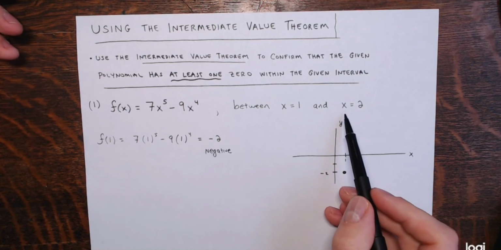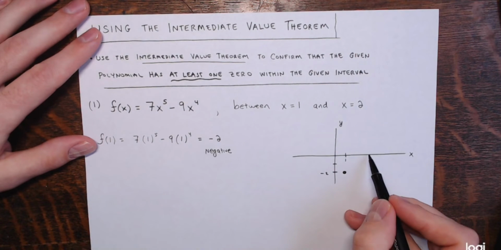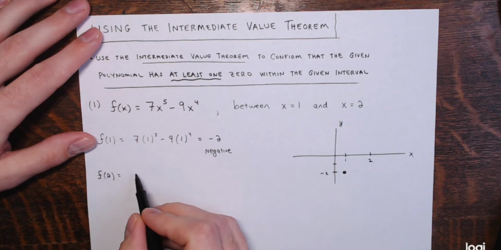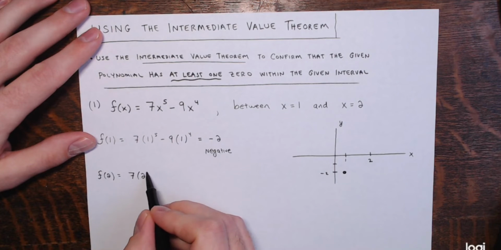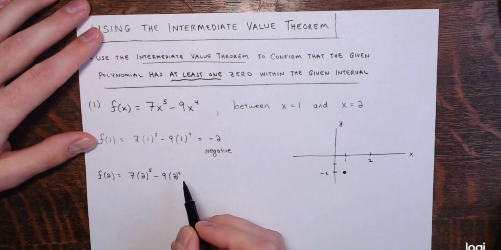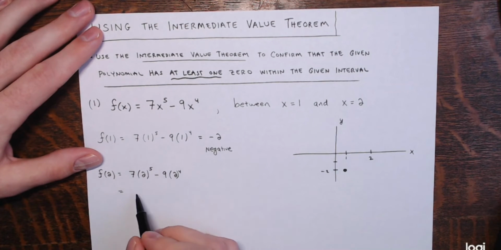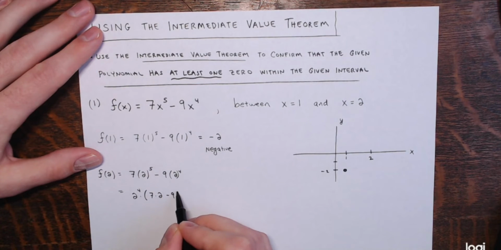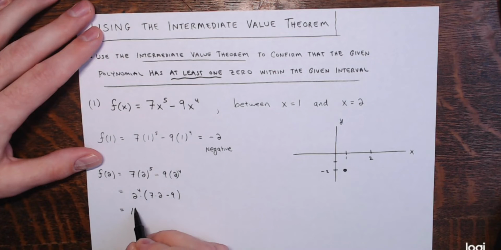Now you check the other end. What about at x equals 2? What's f of 2? Just replace x with 2: 7 times 2 to the fifth minus 9 times 2 to the fourth. If you want, these both have 2 to the fourth in common, so you can factor that out. Then you'd have 2 to the fourth times 7 times 2 minus 9. 2 to the fourth is 16, times 14 minus 9, which is 5. That's 50 plus 30, that's 80, positive 80.